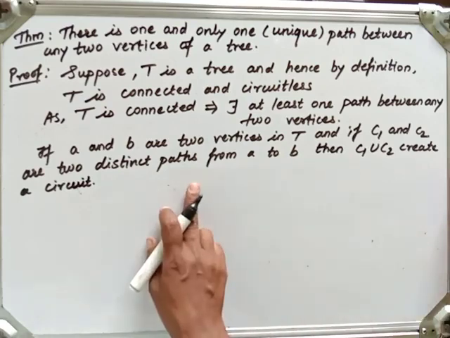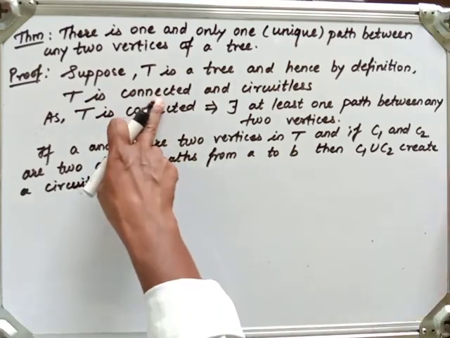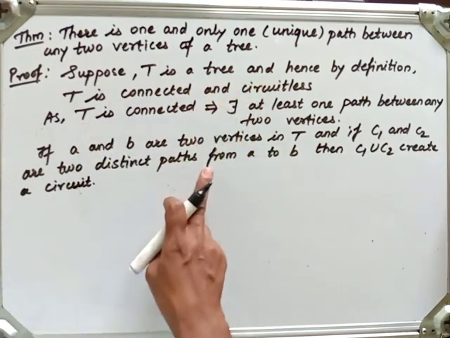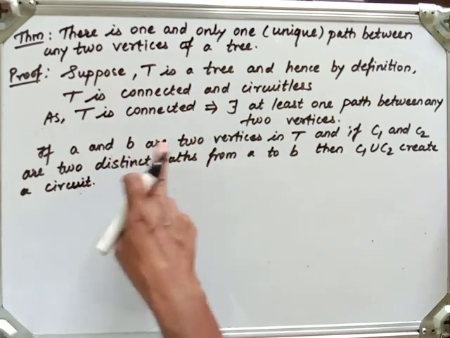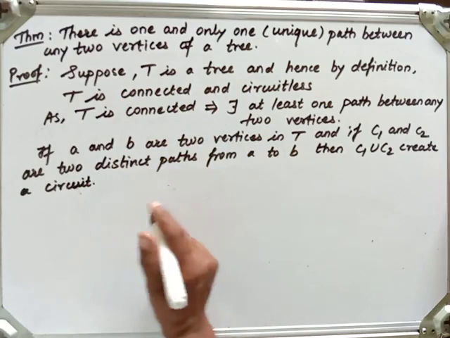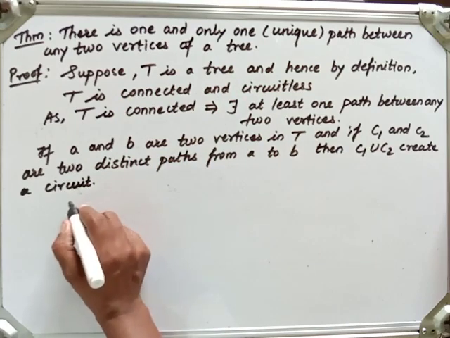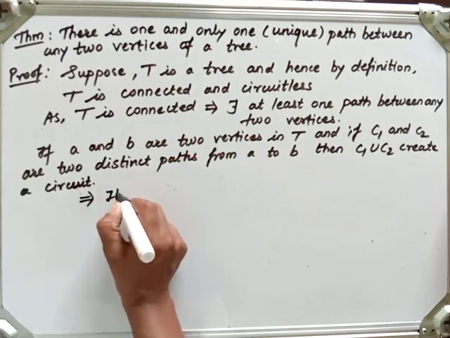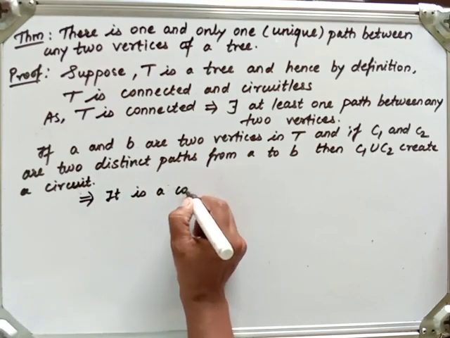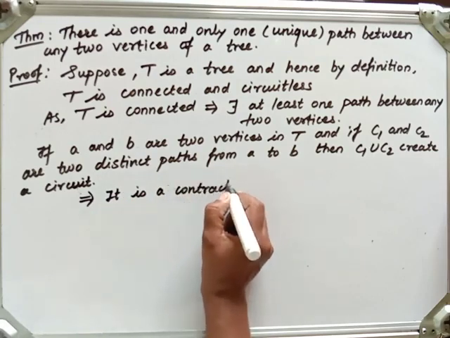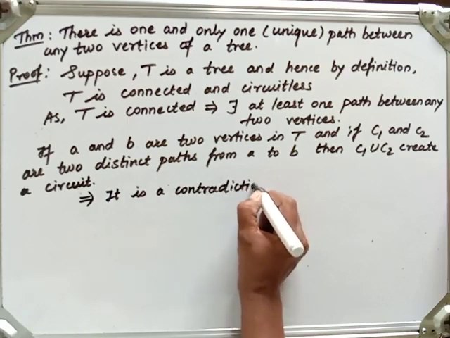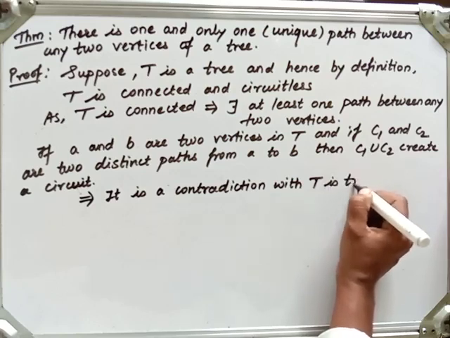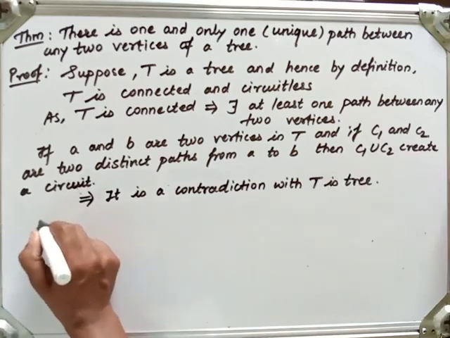So if this is so, then there will be a contradiction with the fact that T is a tree, because by definition if T is a tree, it is connected as well as circuitless, right? Here it forms a circuit if there are two different paths from one vertex to another vertex. So this says it is a contradiction. Contradiction with T is a tree.